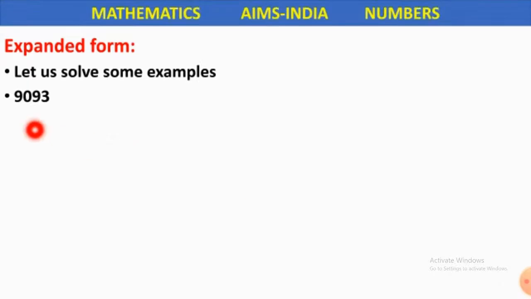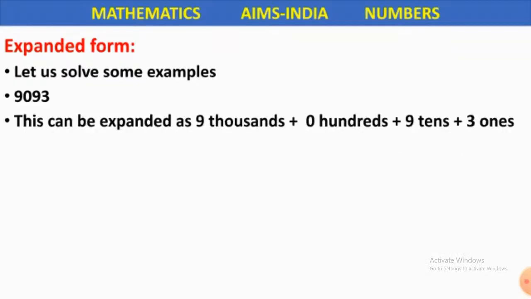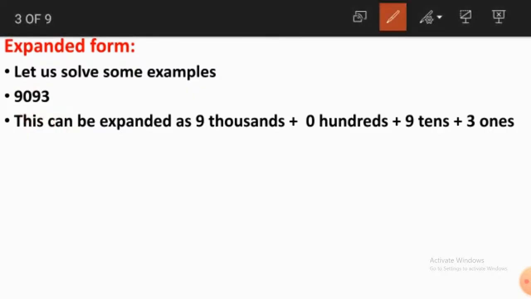The first one is 9093. What is the first number, children? 9093. Now, what was expanded form? Expanded form was writing a number as the sum of its place values. Coming to the place values, 3 is at ones place, 9 is at tens place, 0 is at hundreds place, and 9 is at thousands place. How can this be expanded?